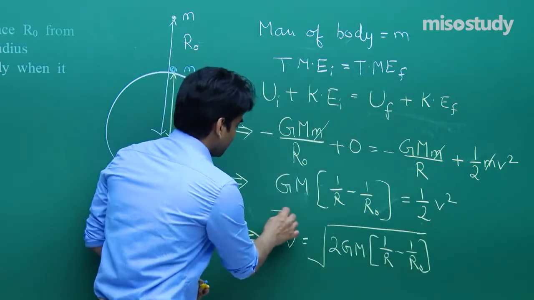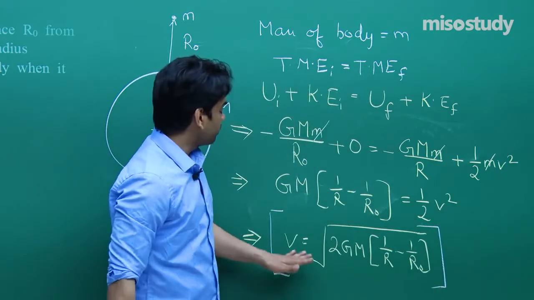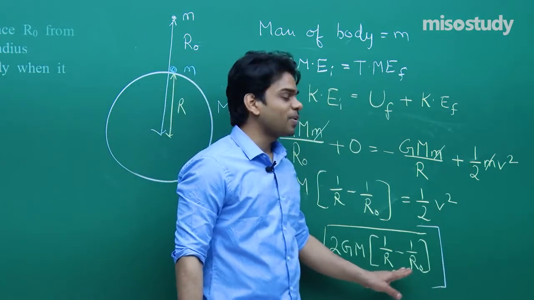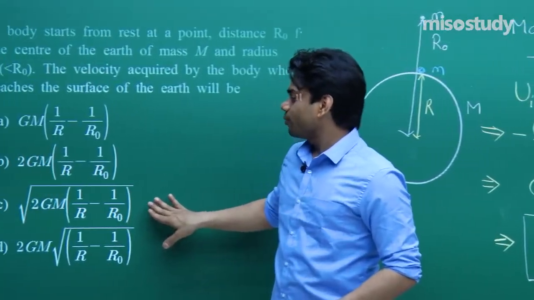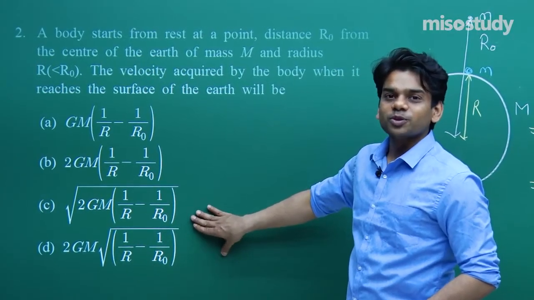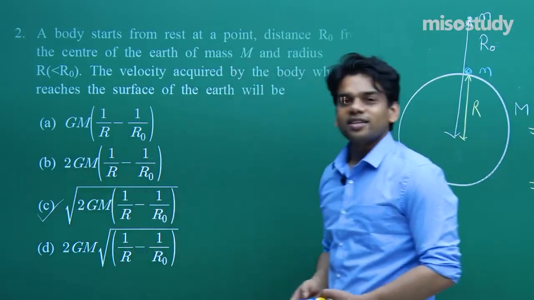So let me just encircle this. This is the final speed when it reaches the surface of the Earth. V equals under root 2GM (1 upon r minus 1 upon r naught). Let's check. This is option number C, which matches with the right answer. So let's mark option number C as the right answer.